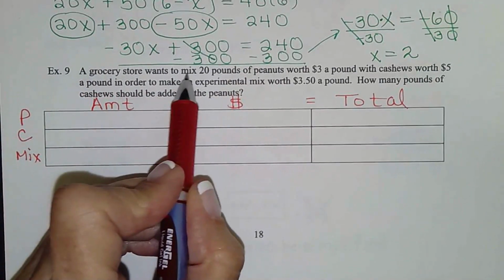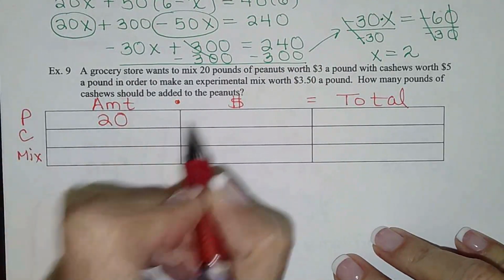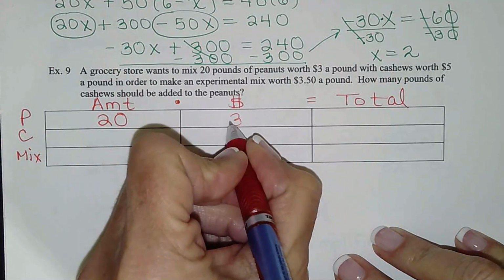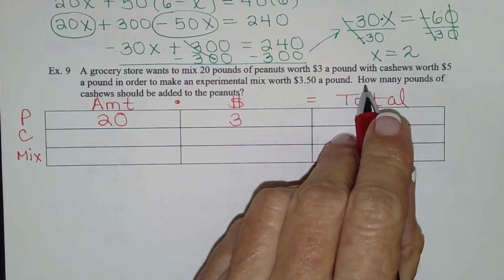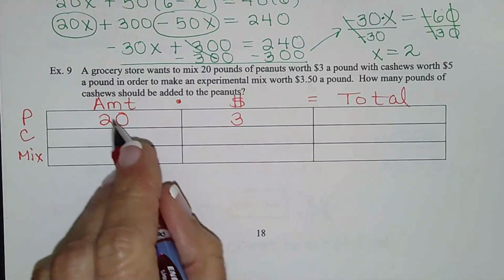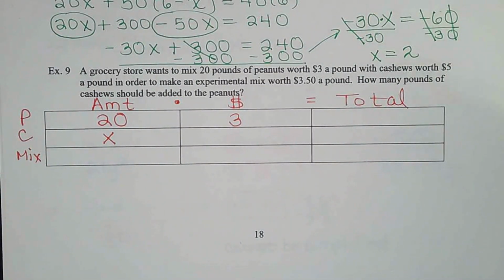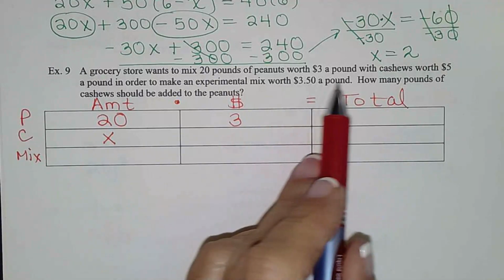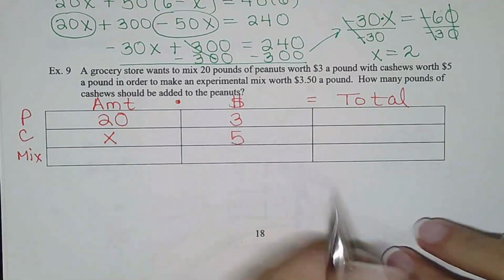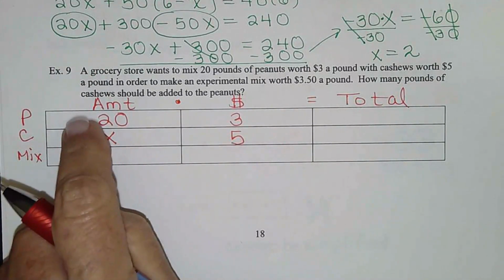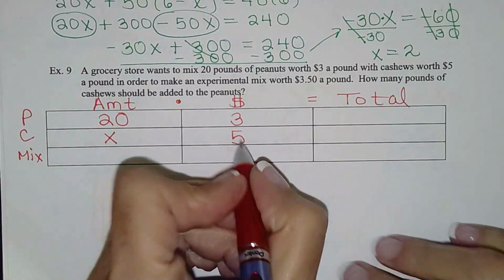Okay, so 20 pounds, that's the amount of peanuts. So we put 20 here for amount. They were $3 a pound. With cashews, do we know how much cashews? How many pounds of cashews? Nope, so that's going to be our x or our C or whatever. Cashews worth $5 a pound. In order to make a mix, we're at $3.50 a pound.